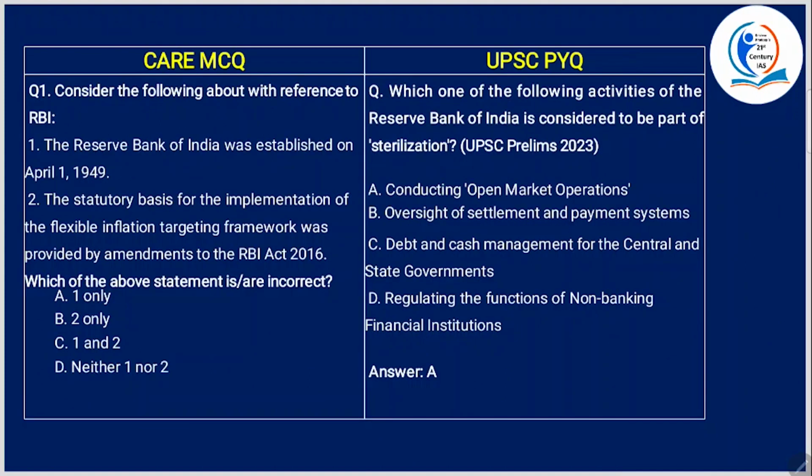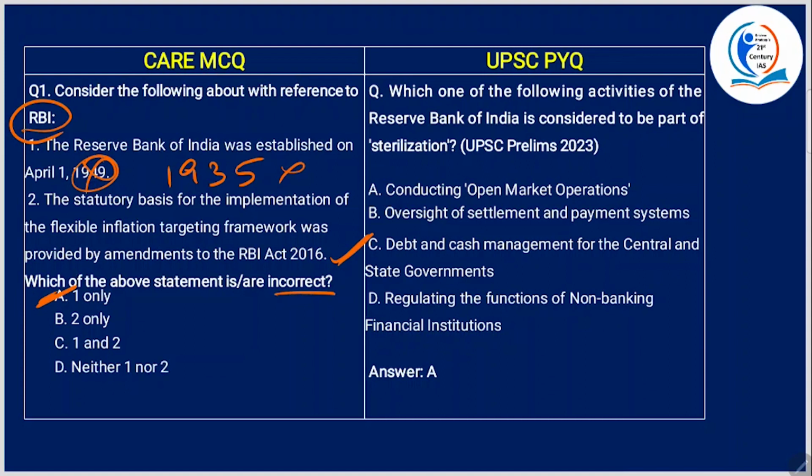Consider the following with reference to RBI. The Reserve Bank of India was established on April 1st, 1949. It is not 1949, it is 1935, and it was established according to RBI Act of 1934. Okay, so this is wrong. The statutory basis for the implementation of the flexible inflation targeting framework was provided by amendments to the RBI Act in 2016. This is correct. We have just seen, right, what is flexible inflation targeting and all. This is correct. Which of the above statements are incorrect? First one is incorrect. So A is the answer.